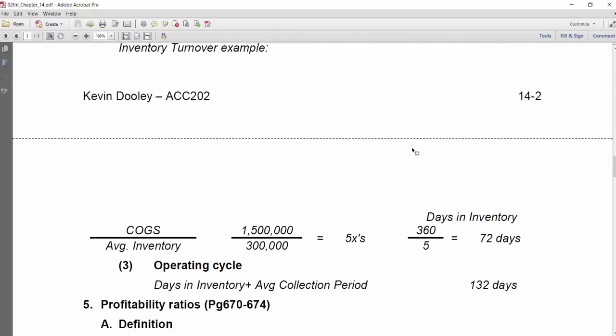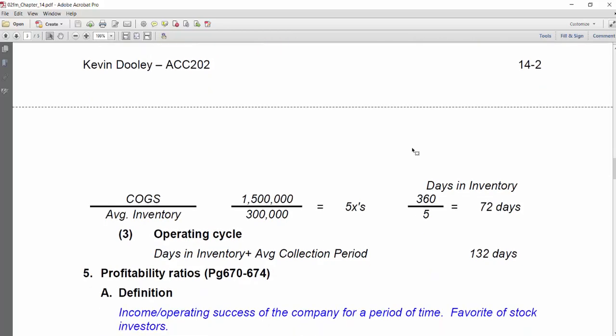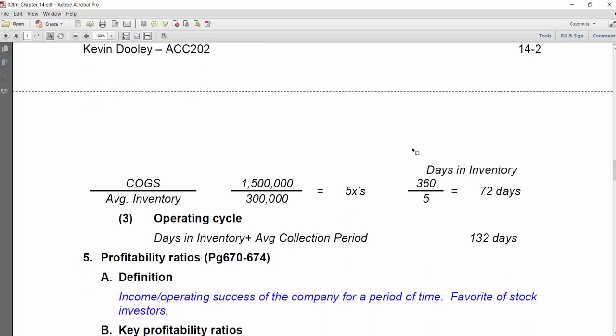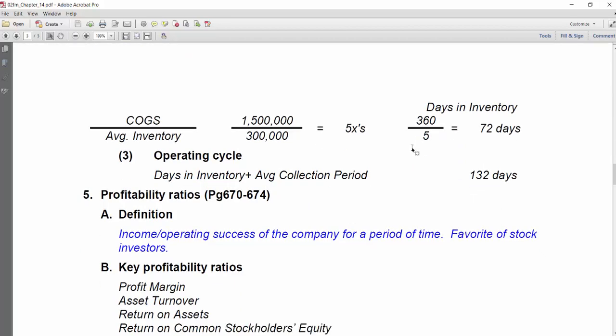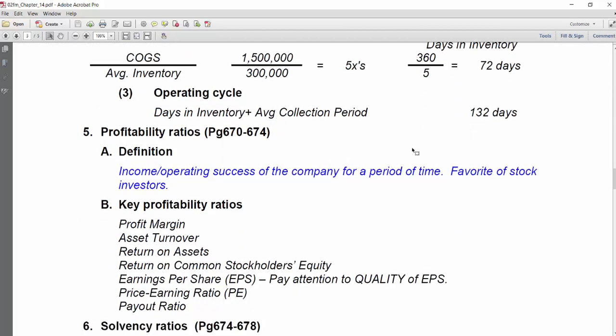Profitability ratios tell you about the income or the operating success of the company for a period of time, and stock investors are really interested in profitability ratios. So several of them are these showing here in my list, and you can find even more of them in industry, out on the web, and in Mergent Online, but these are some major ones right here.